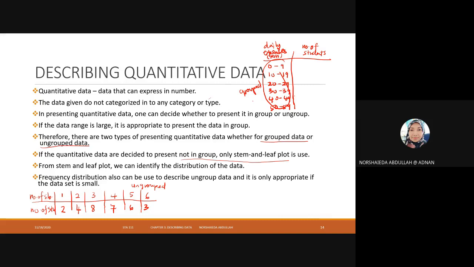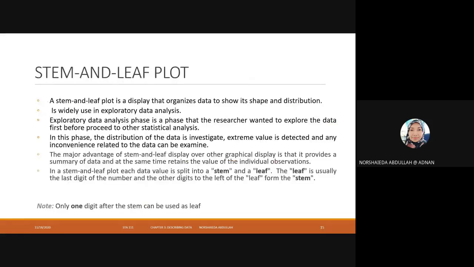So for ungrouped data, we can present it as stem and leaf display, and for grouped data, we can present it as histogram, OGIVE, or frequency polygon, right? So next, we will discuss stem and leaf plot. Stem and leaf plot is easy. We have quantitative data.